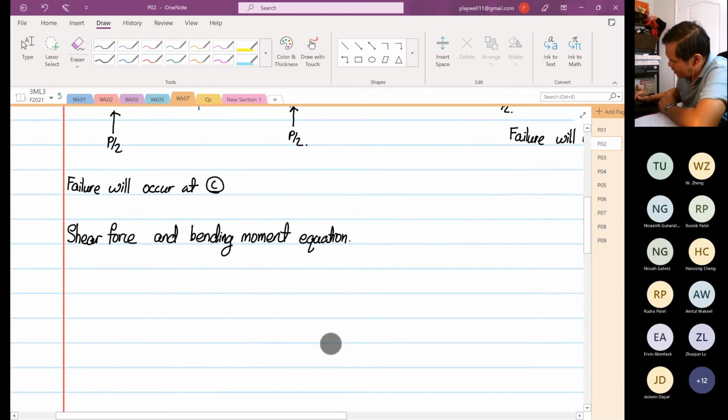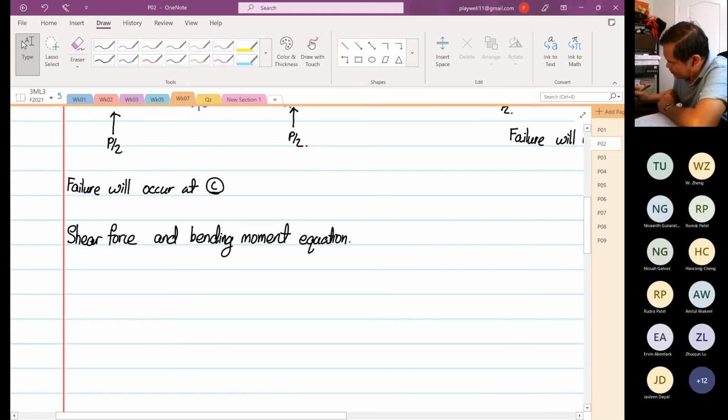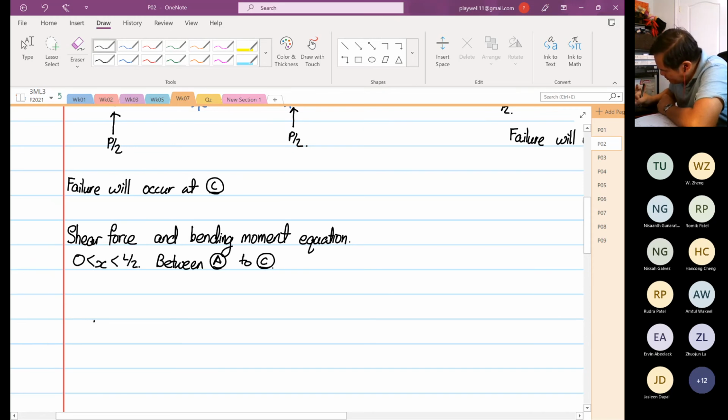So now we are going to form the equation. The limit is 0 to x to L/2. So this is between point A to point C. From A to point C, this is our beam.